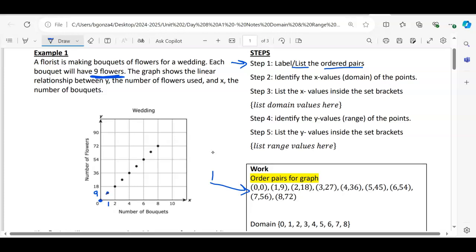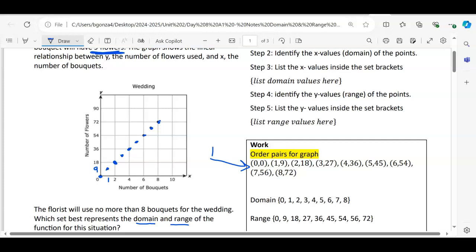Okay, 2 is adding 9 more. You get 18. 3 is adding 9 more. You get 27. 4 is adding 9 more. You get 36. And do you see the pattern? You're adding 9 each time. It matches the graph. So all these points, we have them written out here.